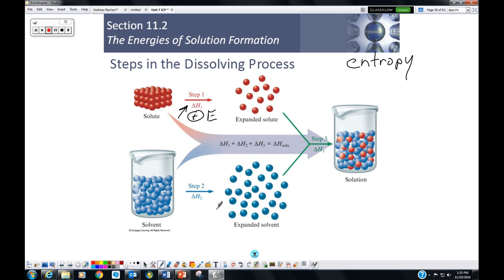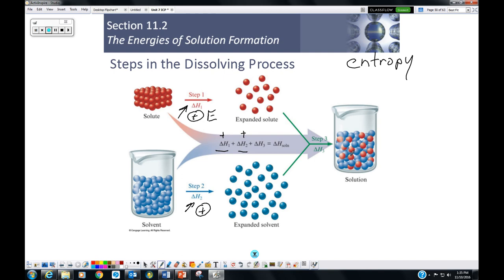Same thing here. In the solute, to overcome those intermolecular forces in this solvent down here, what are we going to have to do? If we're trying to change the phase of a liquid or kind of separate the liquid, we have to apply heat. So we have to send energy in again. What I want you to understand is this delta heat 1 and the delta heat 2 are always going to be positive.